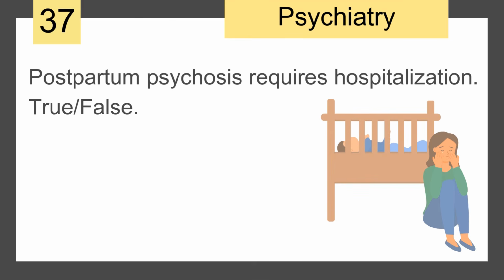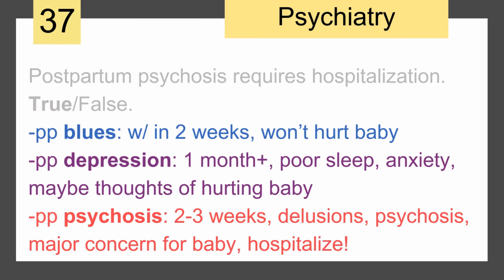Question 37. Postpartum psychosis requires hospitalization. The answer is true. Now, what does psychosis look like? It's 2 to 3 weeks of episodes of psychosis, such as delusions, and there's a major concern for the baby. We must hospitalize.